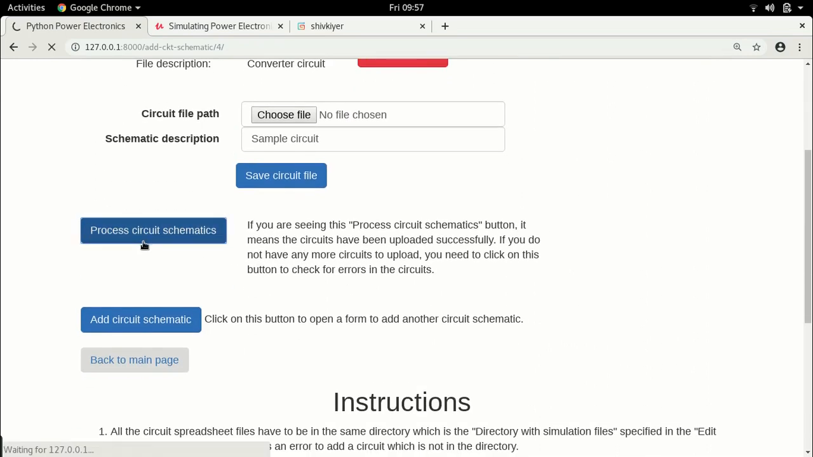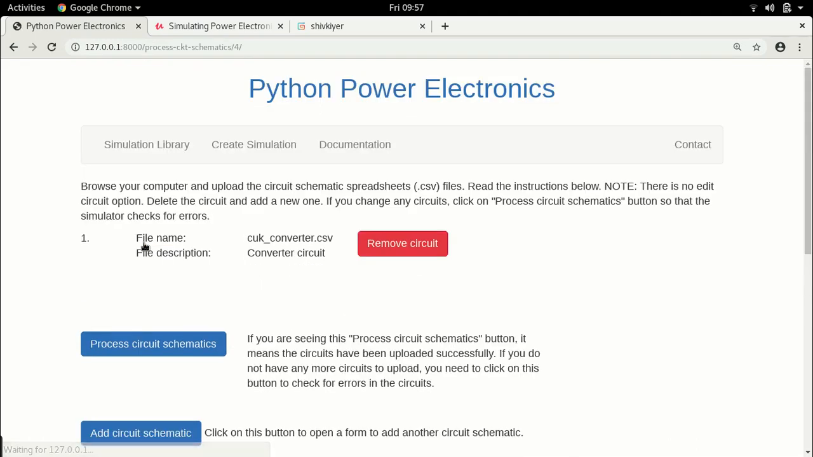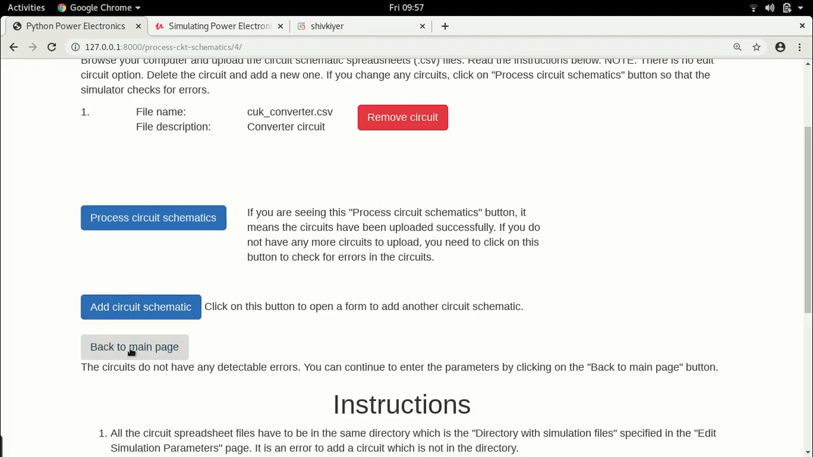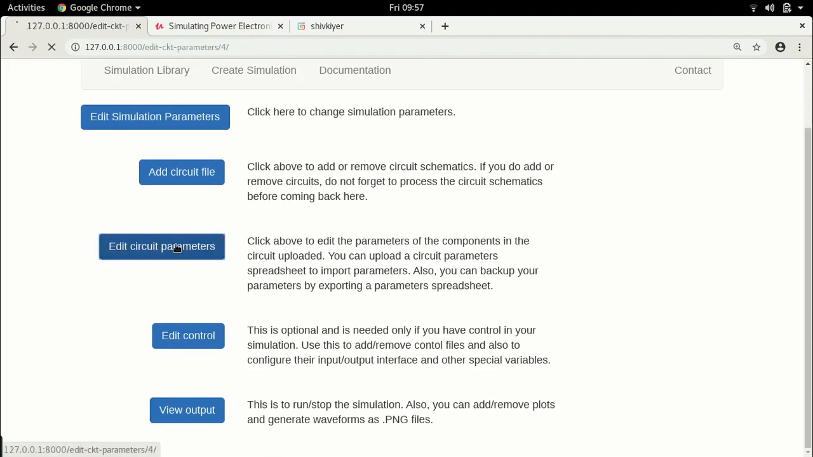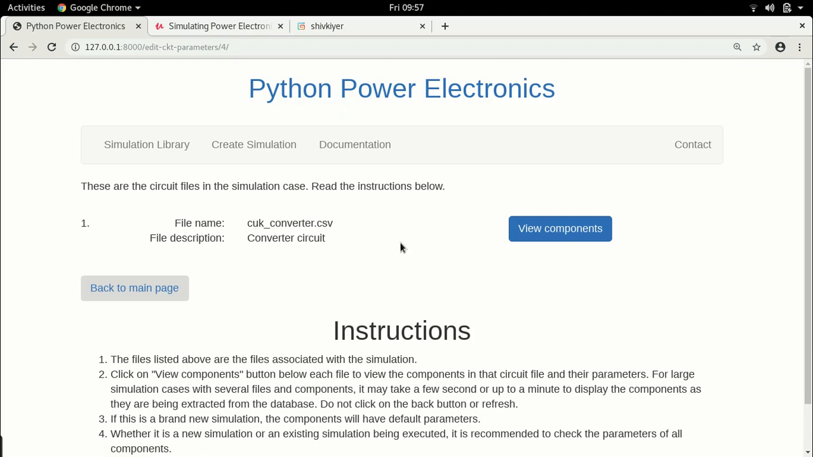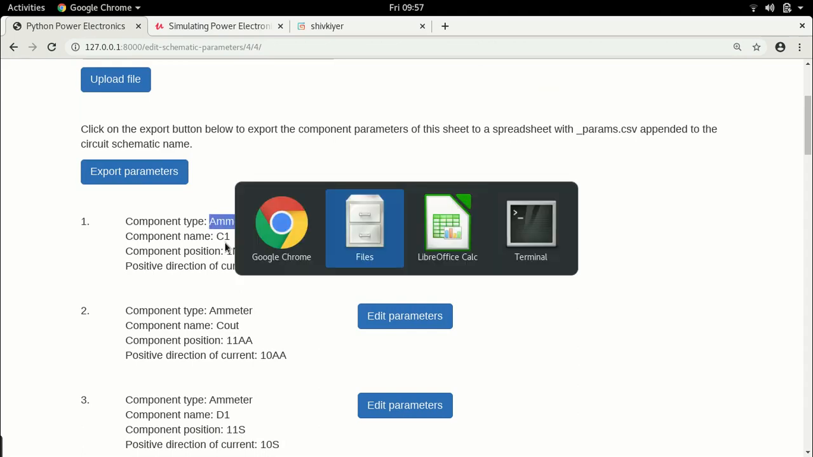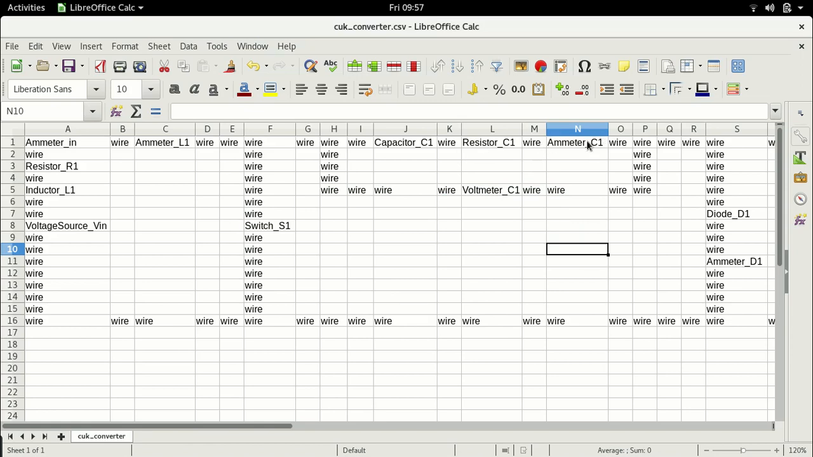Now let's process the circuit schematic. The circuit does not have any detectable errors, so this circuit is acceptable as of now. We can go ahead and edit the parameters, so let's do that in this lecture as well. There's only one circuit. We just have to view components, and the components will have default parameters, so we just have to change them. Let's go back and change them one after the other. First is the ammeter, which is C1. Let's go over to the circuit. This is the ammeter C1.